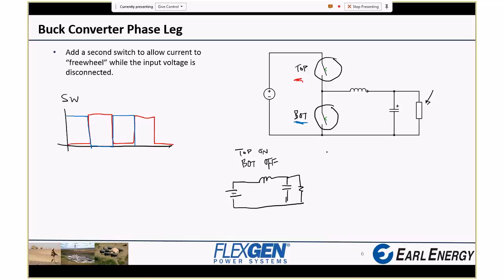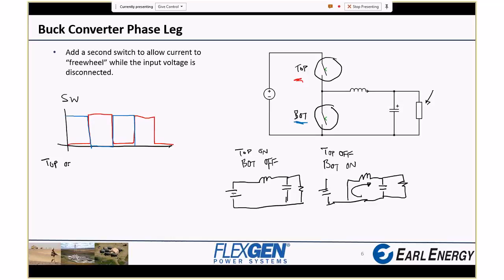Great. If we look at top off and bottom on, we end up with the voltage source disconnected and the bottom switch connects the inductor back to this bottom wire. And this works too. The inductor has somewhere for its current to flow. And again, nothing unseemly is connected across the capacitor with load. Let's look at the other two situations we can have.